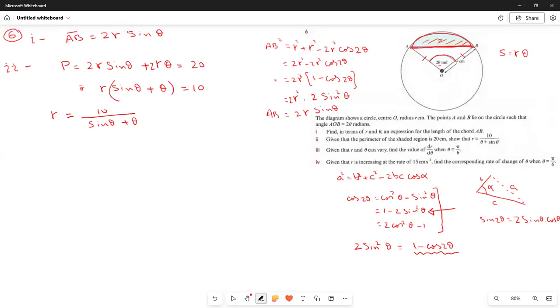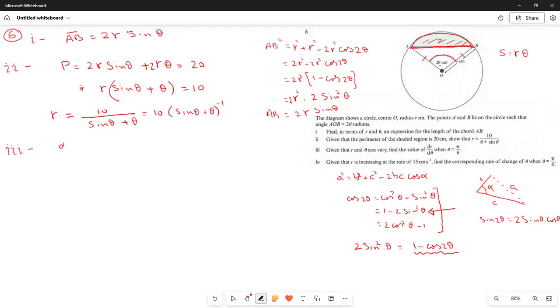Okay, so this is the second good part of the question. Now the third part is: given that r and theta can vary, find the value of dr by d theta at this angle. Okay, so r is known. I can write it as 10 times (sine theta plus theta) to the power of minus 1.